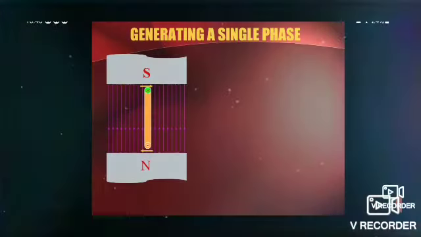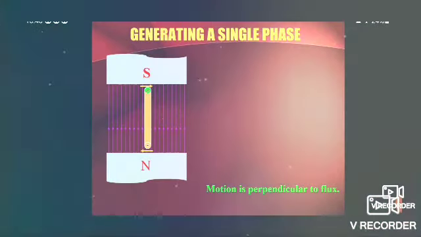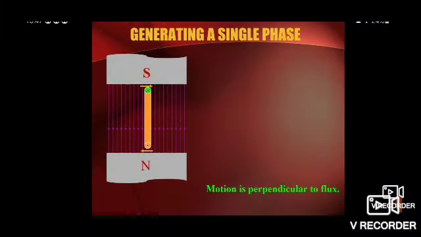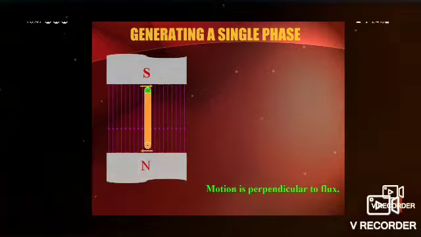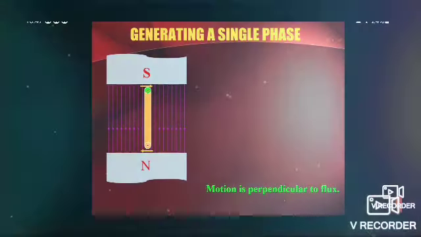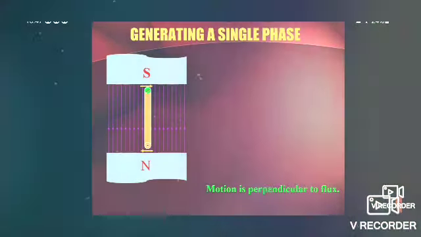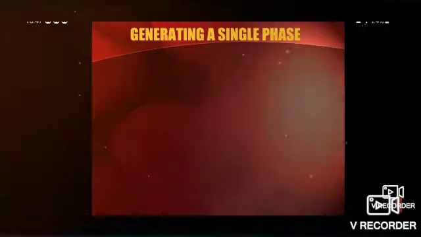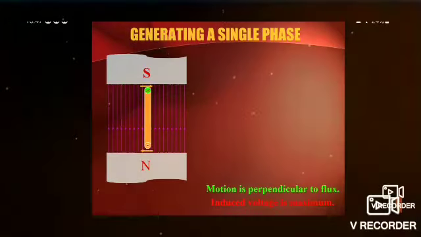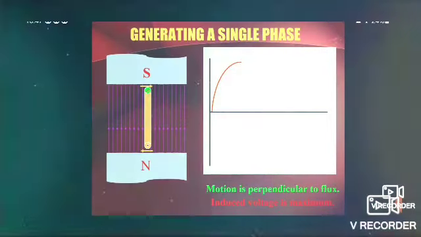Now the conductor is at 90 degree, that is, motion is perpendicular to the flux. See the arrow mark. The pink line shows the magnetic lines of force, that is the flux, and the orange arrow gives the movement of the conductor, which is perpendicular to the flux. So the maximum value of voltage is induced in the conductor. See the diagram. Now the voltage is maximum.